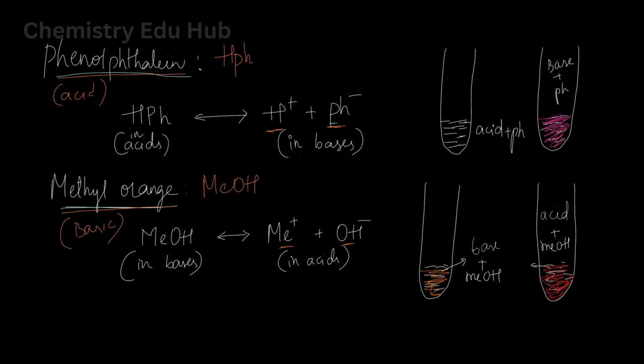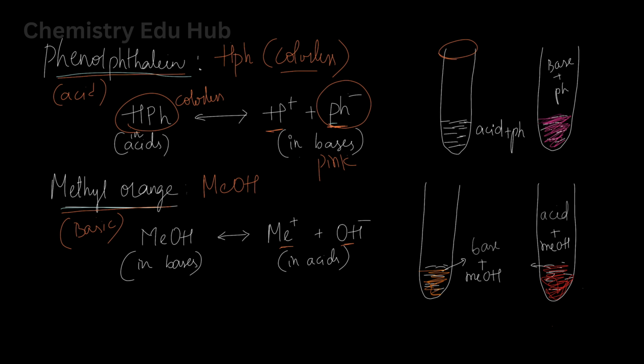Since phenolphthalein is acidic and its usual color is colorless, it remains colorless when it is alone and in acids. Since it is acidic, it doesn't react. But when placed in bases, it turns into Ph minus ions and turns dark pink in color. As you can see in the test tubes, the first test tube has acid and HPh only, so there is no color. But when added with the base, it turns dark pink.